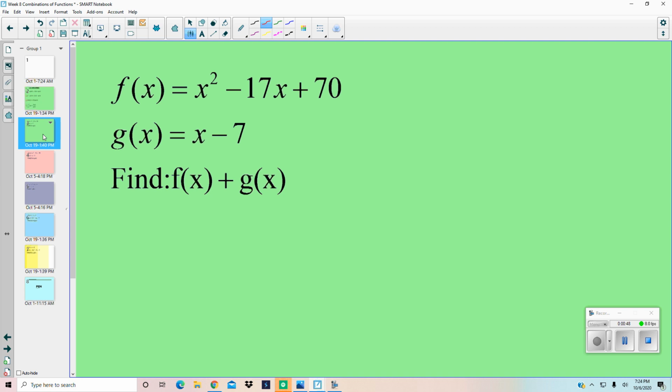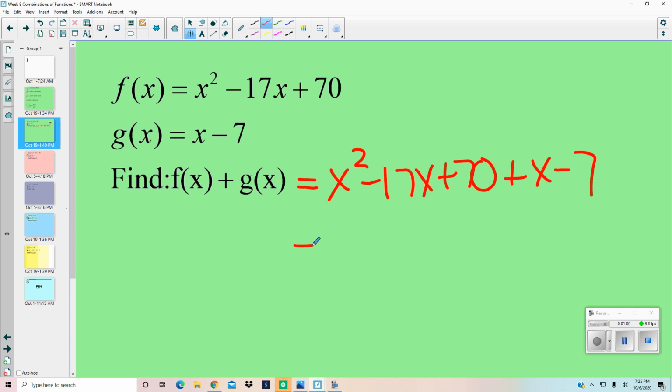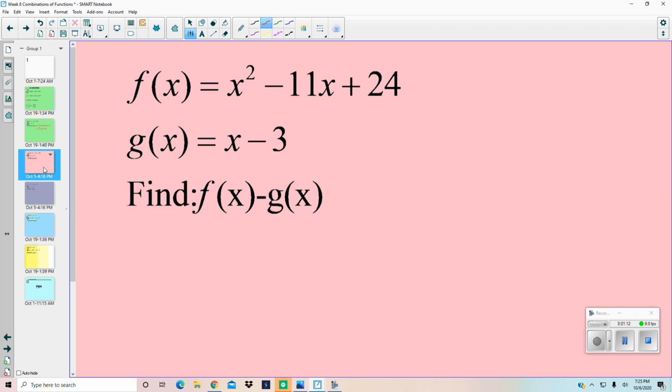So if I'm going to add f(x) plus g(x), I write down f, and I add g, and combine like terms. And you're done. These aren't really difficult, folks.